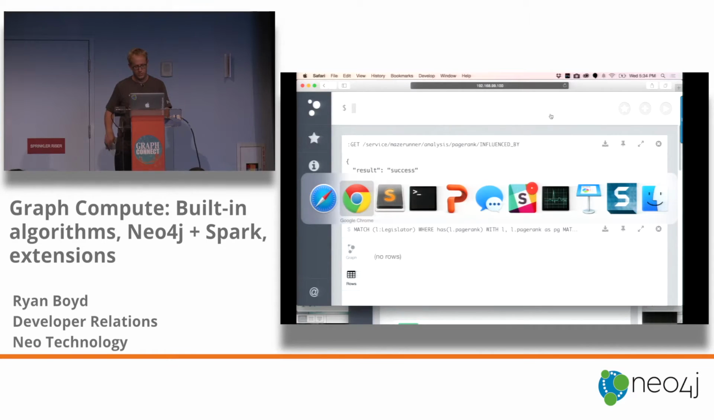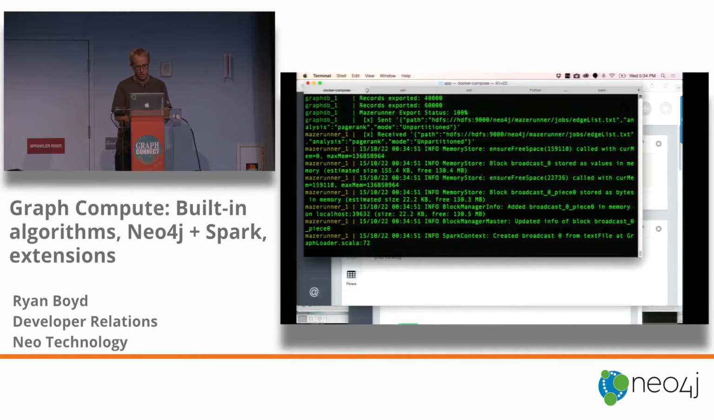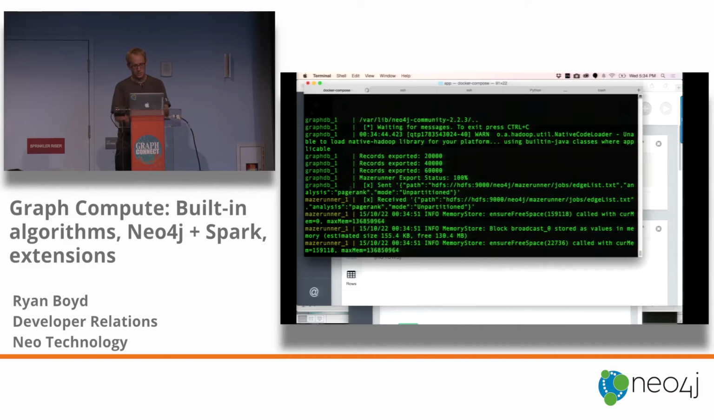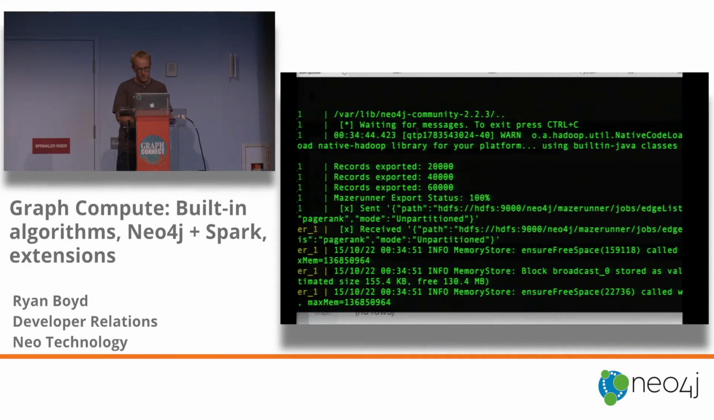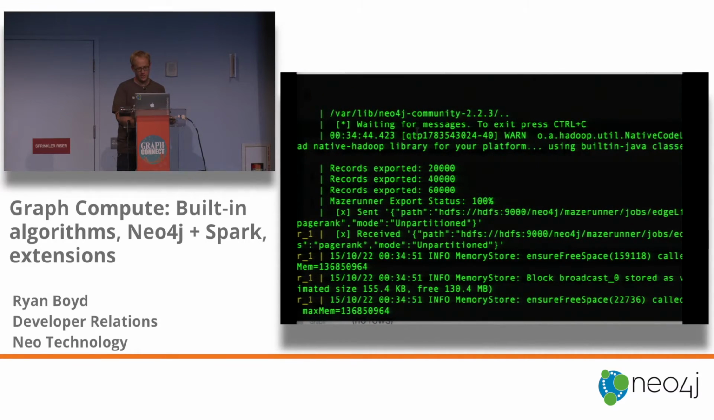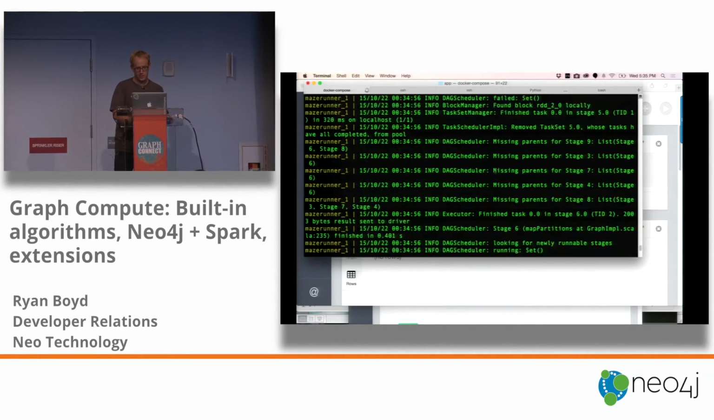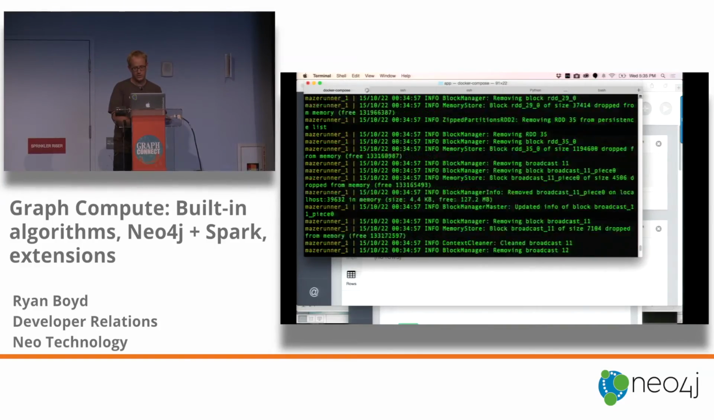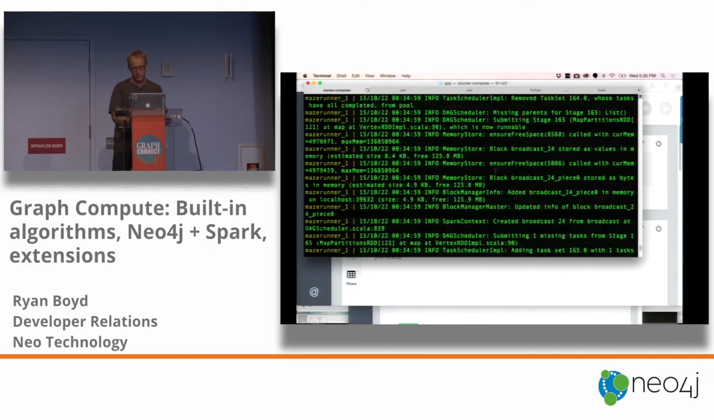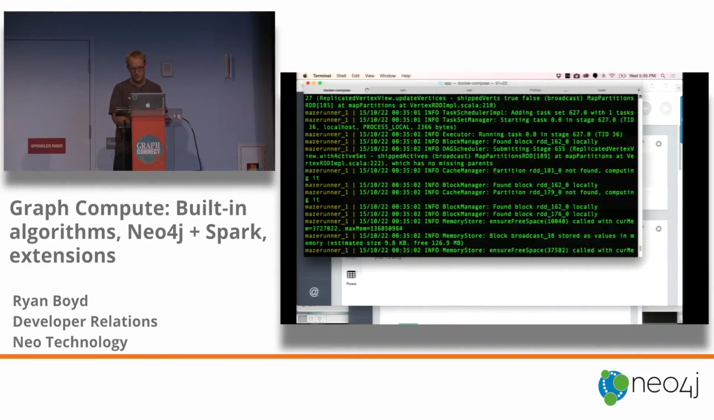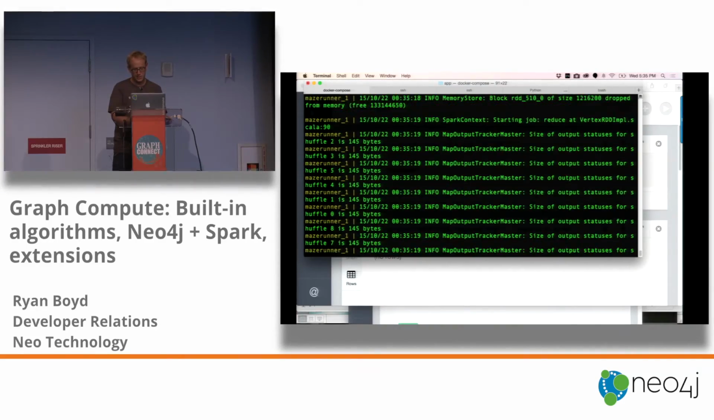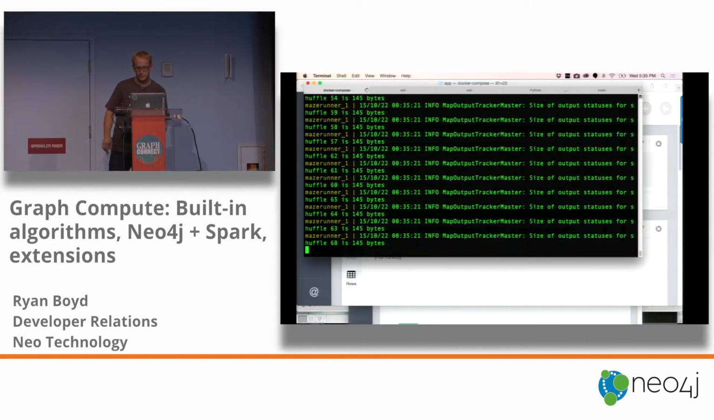And actually, I should show you over here what's actually happening. So the call got made. And you can see here at the top, it exported the data out of Neo4j. So you see records exported, 20,000, 40,000, 60,000. So 100% exported. And then what's happening here is Maze Runner and Spark are doing their work and outputting all their logs, which is a lot of log data that's outputted here by default. And this will take a little moment or two.